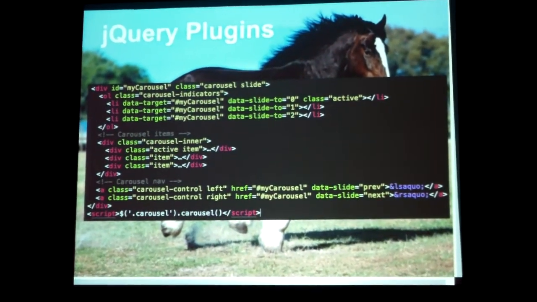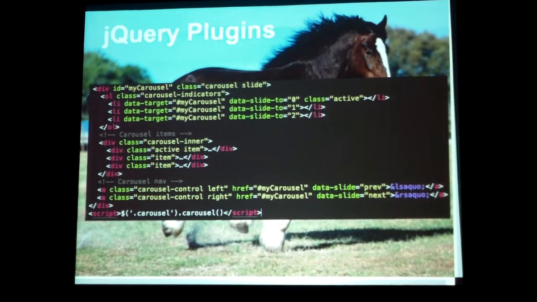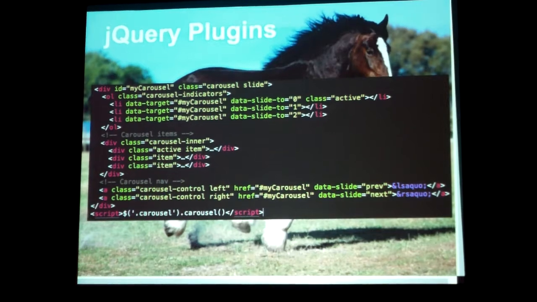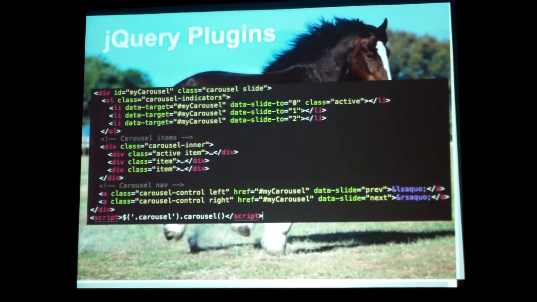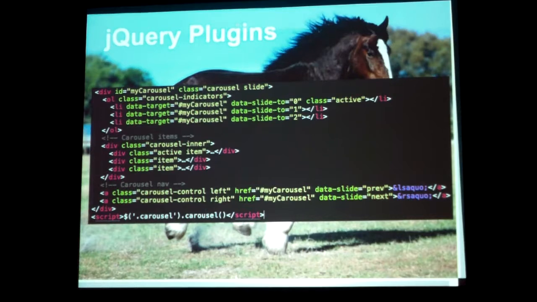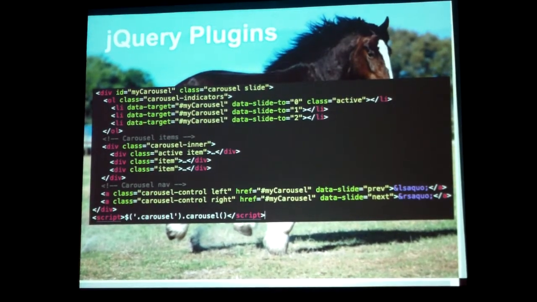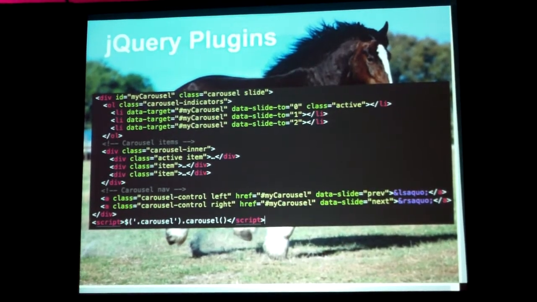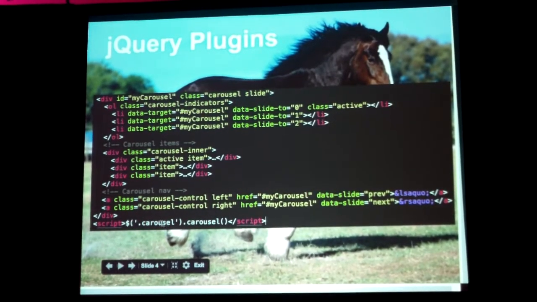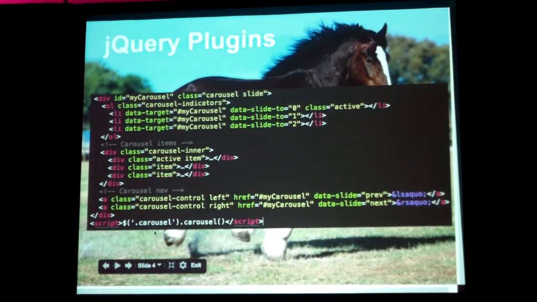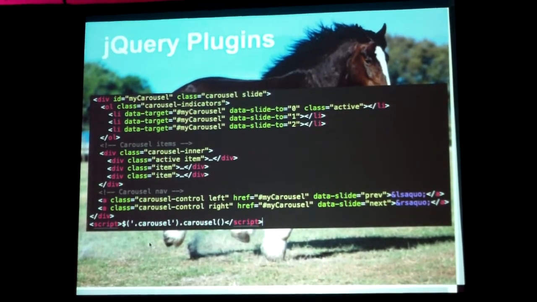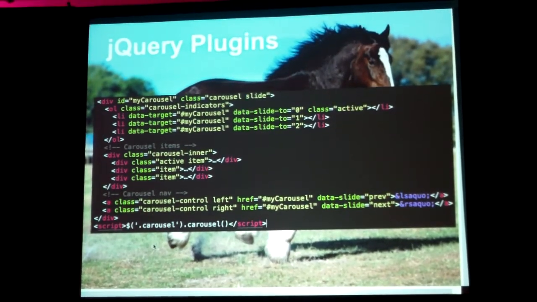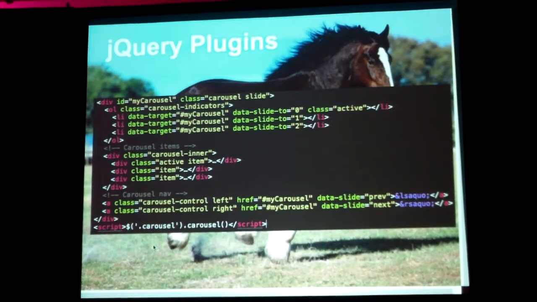So a lot of jQuery plugins look something like this. This is actually the carousel plugin from Bootstrap. You write a bunch of markup, and it describes in a semantic way how the plugin is going to be laid out, how your data actually works in the DOM. And then at the bottom, it's a little script tag, and that's how you transform that piece of DOM into your plugin. This is a very typical pattern you see across a lot of jQuery plugins.